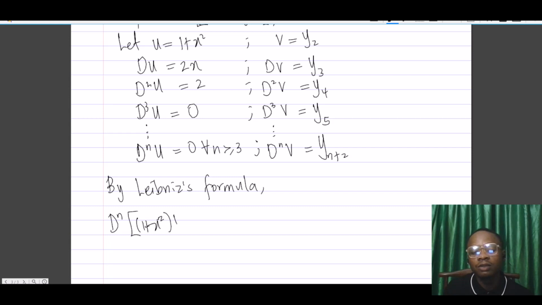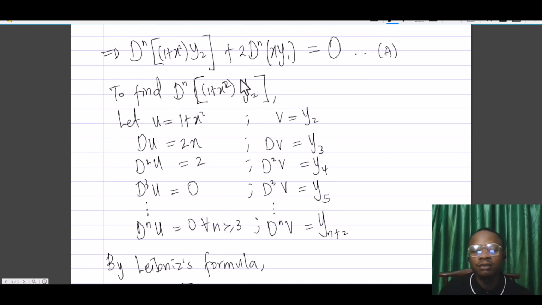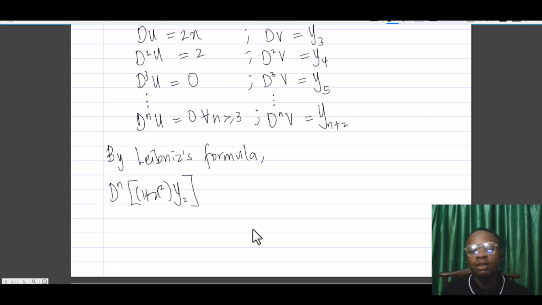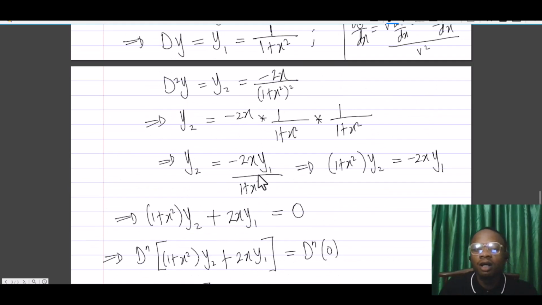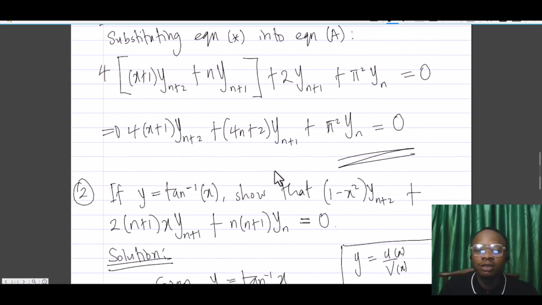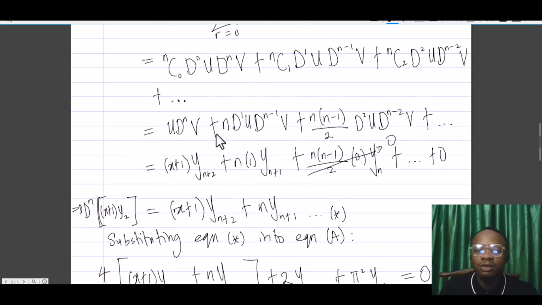This is 1 plus x squared into y2. Once you apply the Leibniz formula, it is going to be equal to... we can decide to write out the formula again and expand and expand, but we already know what the first few terms will be from our previous work. To avoid that repetition, we can just use that expression.